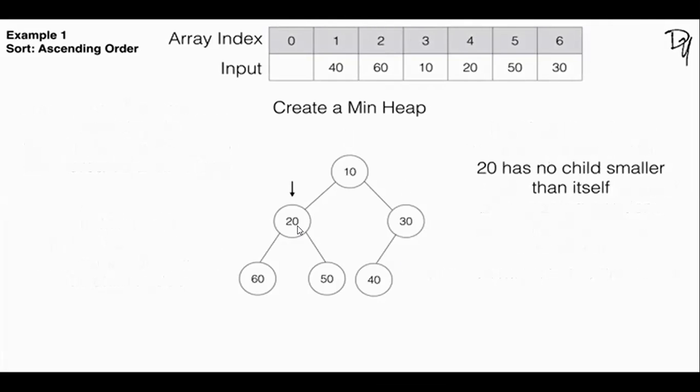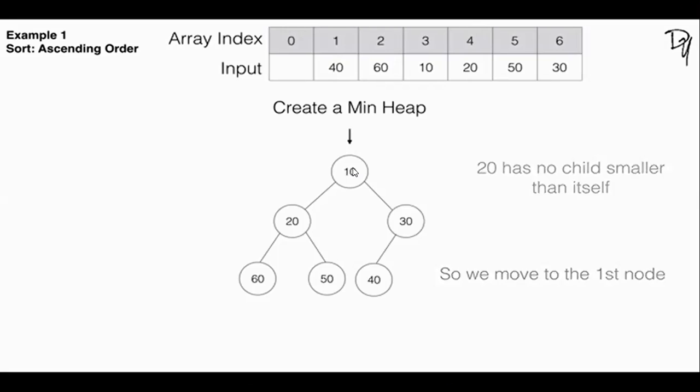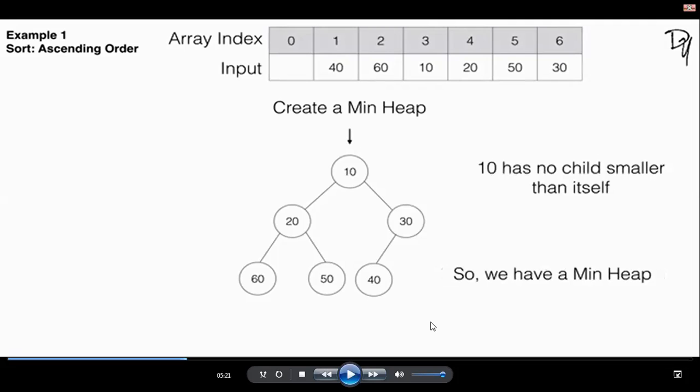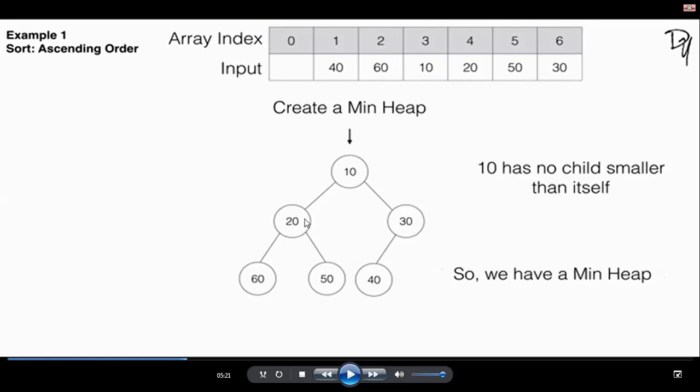No issues, no child smaller than itself. And again, we'll move to the first node. No issues, it's perfectly fine. So now, finally, we created main heap. We will check any node, any parent node. If we consider it, it is smaller than its children node, correct? It is smaller than its children node. So finally, we created main heap.